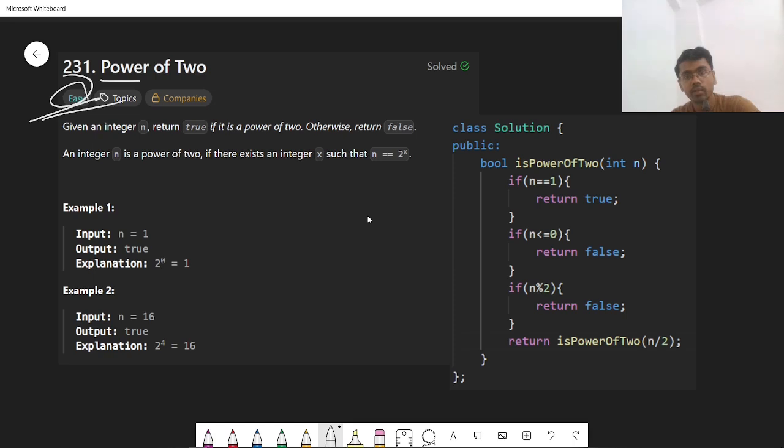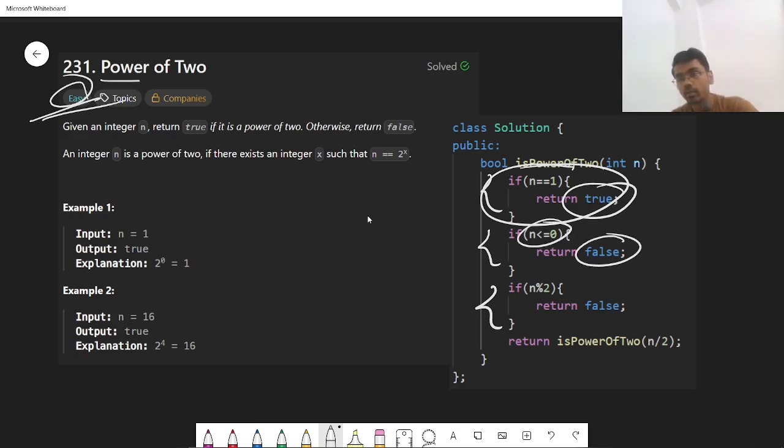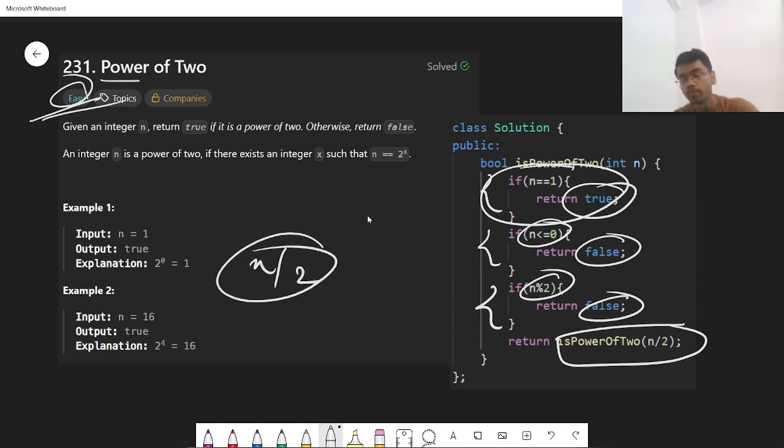So let us see the code now. The code is also exactly similar. These are the base cases. If we get 1 somewhere in between, that means it is a power of 2, so we will be returning true. If n becomes less than or equal to 0, that means we need to return false. Anywhere in between, if n gives some remainder on dividing it by 2, that means it is not a power of 2, so we will be returning false. And this is the recursive call of the function, where we will be passing n by 2 as the parameter.